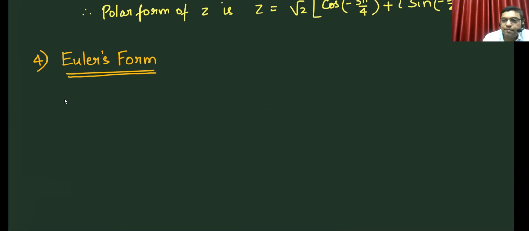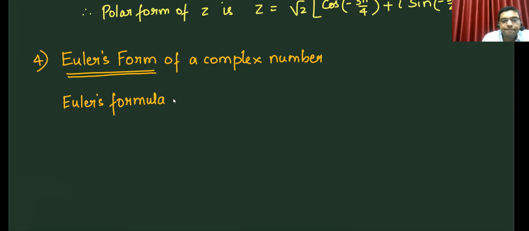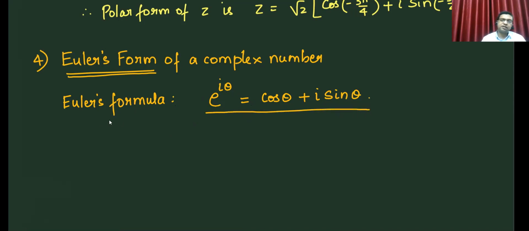Euler showed that this is Euler's form of a complex number, and there is an Euler's formula: e power i theta. e is the exponential function. e power i theta is cos theta plus i sine theta. How do you prove this? The proof of this requires some knowledge of calculus, but I'll just show it graphically for you.